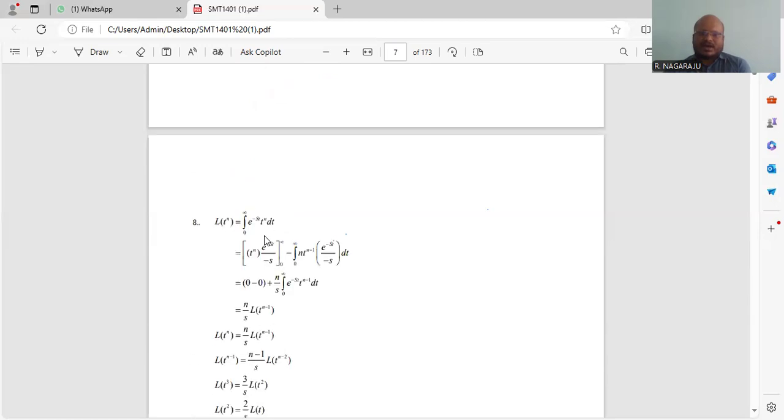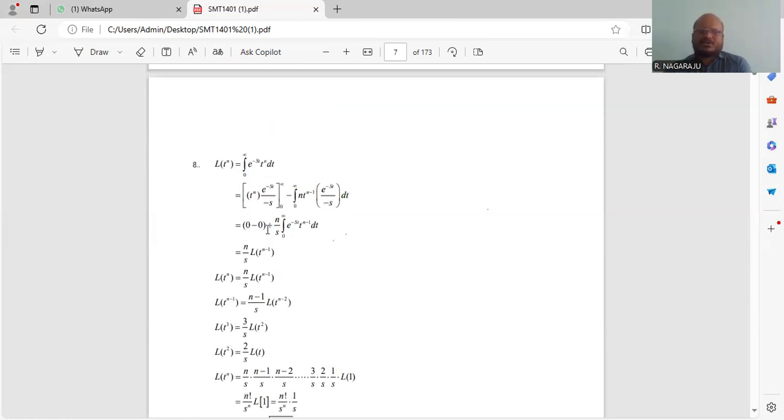So this is the 7th, and after that the 8th one is also t power n. You are applying it for t power n. You will get this in a different type of form: integral 0 to infinity e power minus st into t power n dt. So you are applying the by parts formula, that is nothing but the UV method, integral of UV. First, t power n you have to take as u, and the second one, e power minus st, you always have to take as v. Continue until you get the answer.